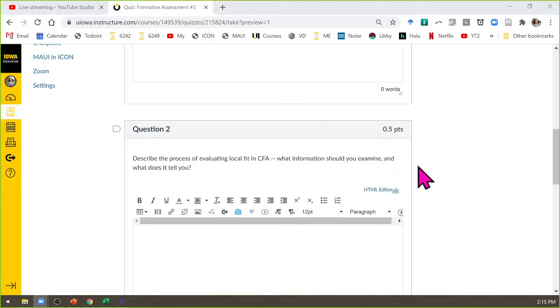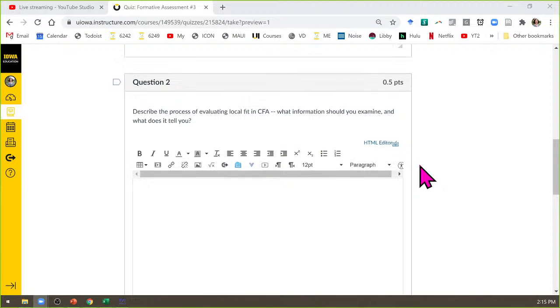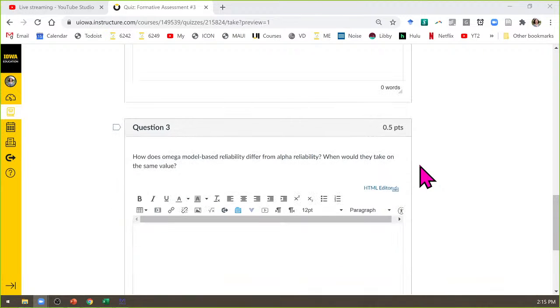So yeah, positive residuals mean that your items are more related than what the model says. Negative residuals mean that they are less related. So, questions on that one? All right, last one, omega versus alpha.